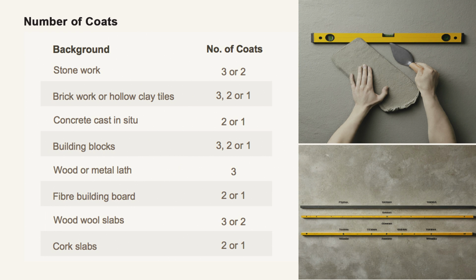For instance, stone masonry might need either 2 or 3 coats, while brickwork or hollow clay tiles can be covered with 3, 2 or even 1 coat, depending upon the requirement. Similarly, concrete cast inside needs 2 or 1 coats, and building blocks 3, 2 or 1. Wood or metal lath needs 3, fiber building board needs 2 or 1, wood wool slabs need 3 or 2, and cork slabs need 2 or 1.